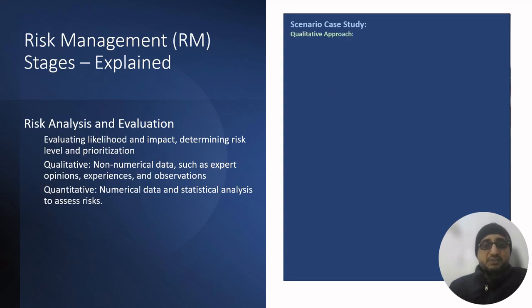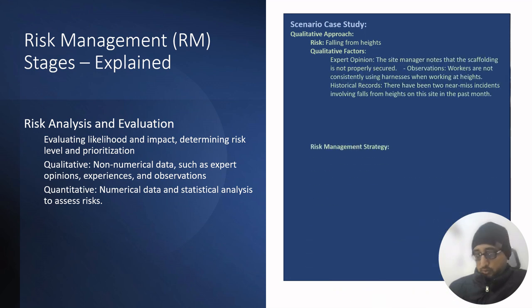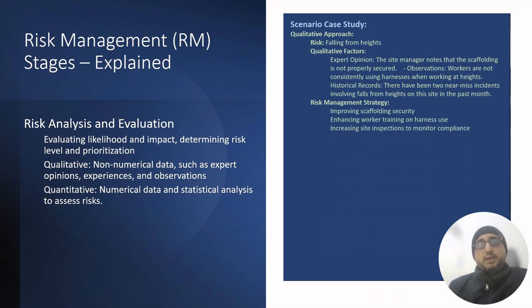Okay, now we have a good understanding. Now we implement these two approaches on a scenario. Let's say we have a risk of falling from heights, and now we look at the qualitative factors. So we go to the site and we find that the scaffold workers are using a scaffold which is not secure because it is not erected correctly. Also, workers are not using full body harness. From the data, we came to know that there were two near misses related to falls from height. Now we have this situation.